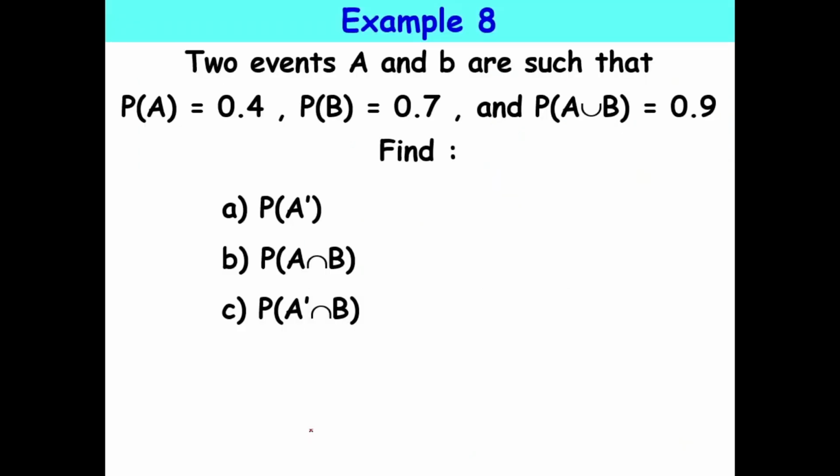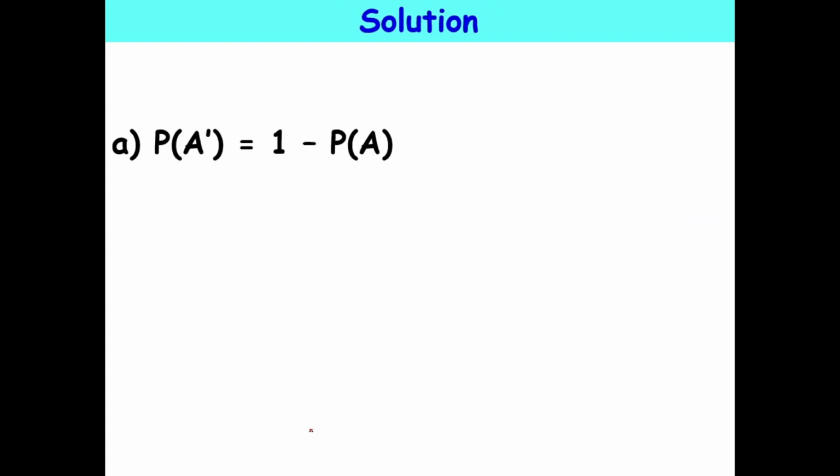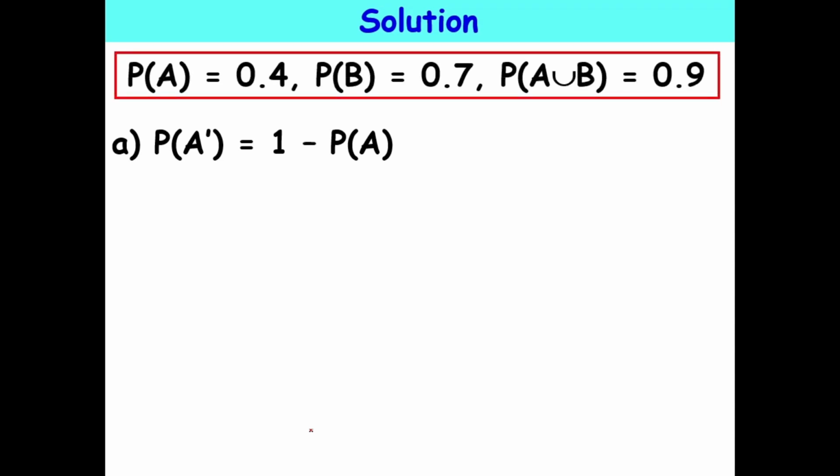Example 8. Two events A and B are such that P(A) equals 0.4, P(B) equals 0.7, and P(A union B) equals 0.9. Part A. P(A prime) is equal to 1 minus P(A). Given that P(A) is 0.4, so P(A prime) is 1 minus 0.4, which is equal to 0.6.